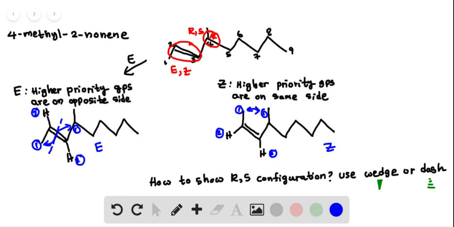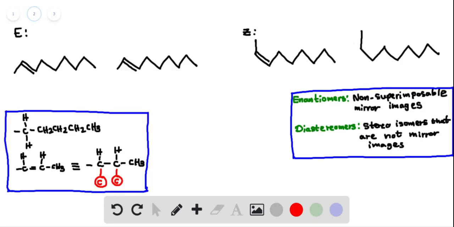Okay, now we assigned the E and Z, but now let's see how to do the R and S configuration. So we have to assign here maybe R or S, and the same thing here, maybe R or S. Do you remember how we show the RS configuration? You can use either wedge or dash to show whether the groups are out of the plane or going into the plane. Okay, let's see the R and S configuration. So with the E configuration, you can write the methyl group as a wedge.